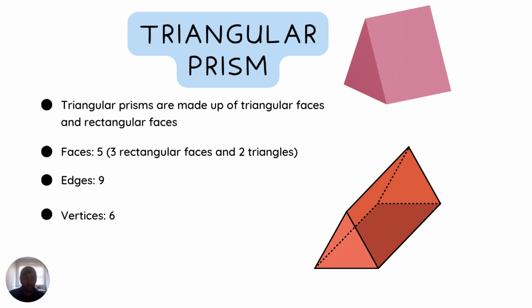One, two, three. Okay. Then we have nine edges. So we have one, two, three, four, five, six, seven, eight, nine. Then we have six vertices. One, two, three, four, five, six. Okay. So that is the third polyhedron that we dealt with.